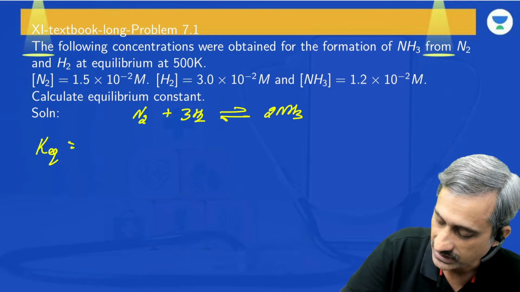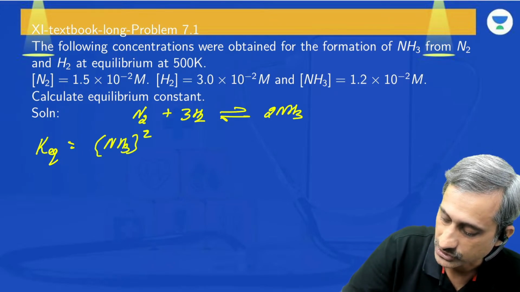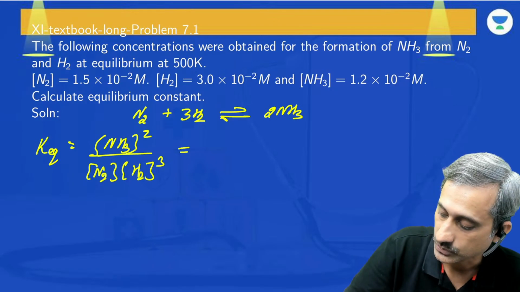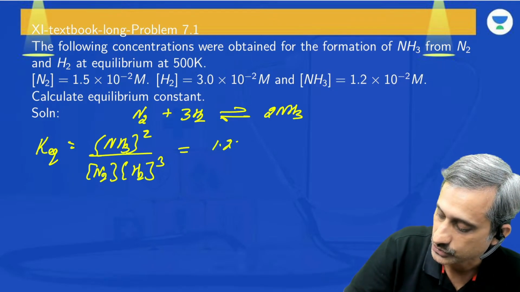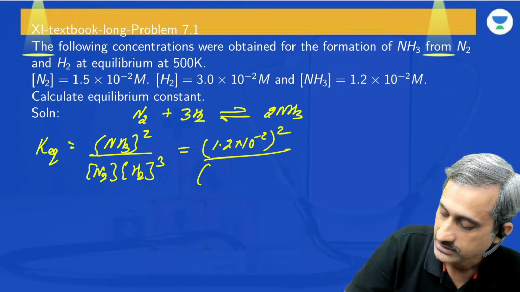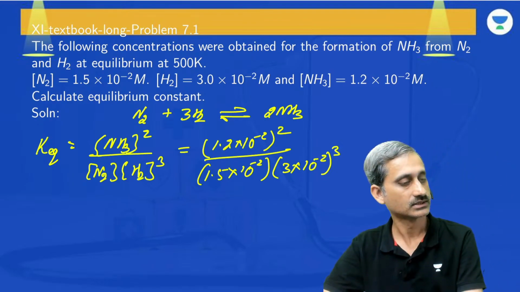And with the equation, you understand that the equilibrium constant value does change. So here K equilibrium is going to be NH3 concentration raised to power 2 divided by concentration of N2 into concentration of H2 raised to power 3, and that becomes equal to the concentration of NH3, 1.2 into 10 raised to power minus 2, raised to power 2, divided by the concentration of N2, that is 1.5 into 10 raised to power minus 2, raised to power 1, into 3 into 10 raised to power minus 2, raised to power 3. Is this clear? So here you can calculate.